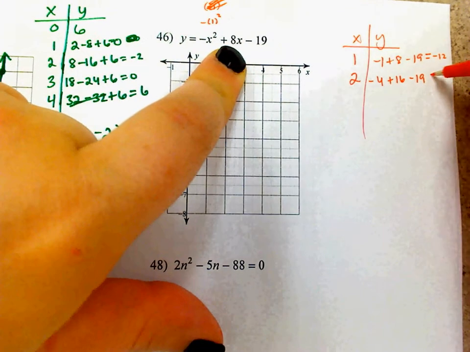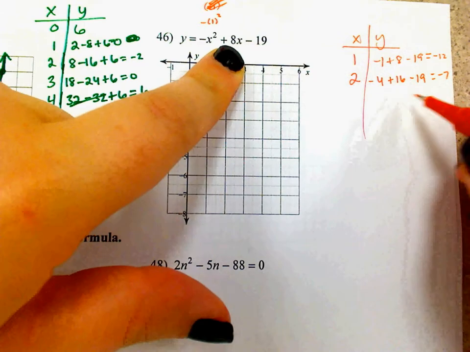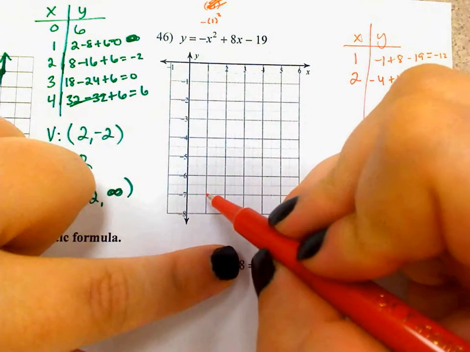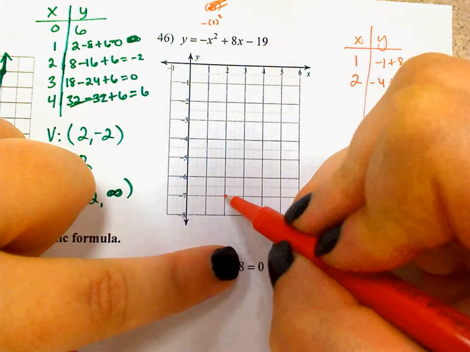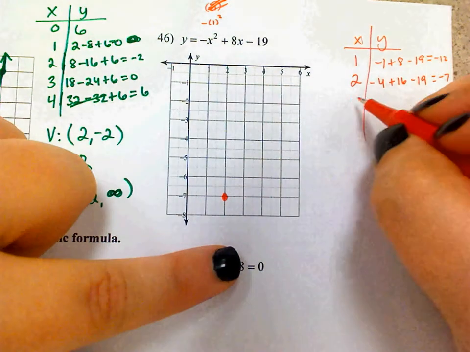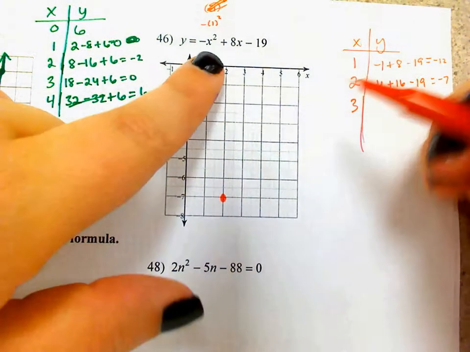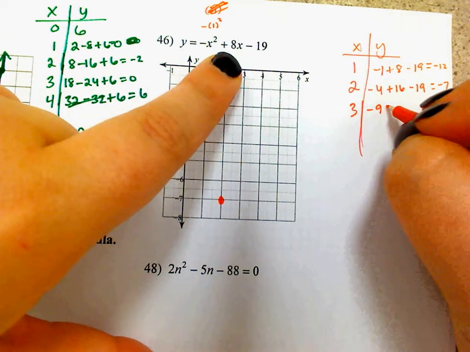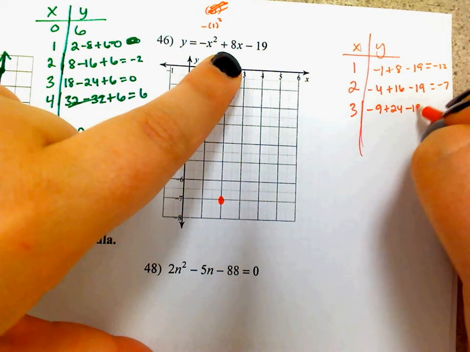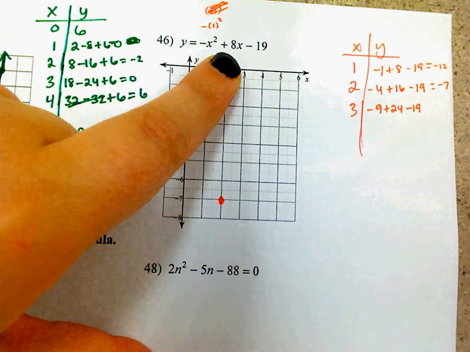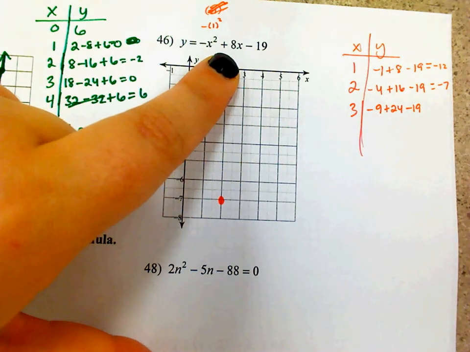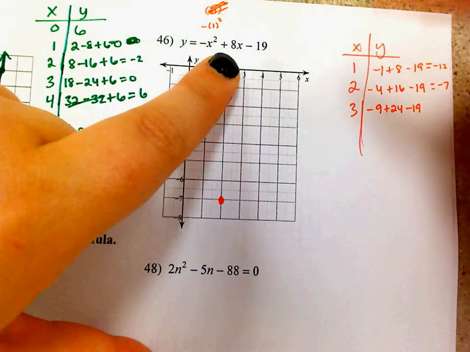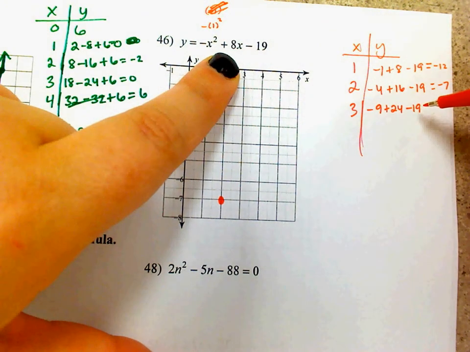That was a 2. Okay, let's try 3. I've got a -3 squared, which is -9. 3 times 8 is 24, minus 19. -9 and -19. Well, let's just do 24 minus 19 is 5. And then 5 and -9 is -4. So at 3 I'm at -4.